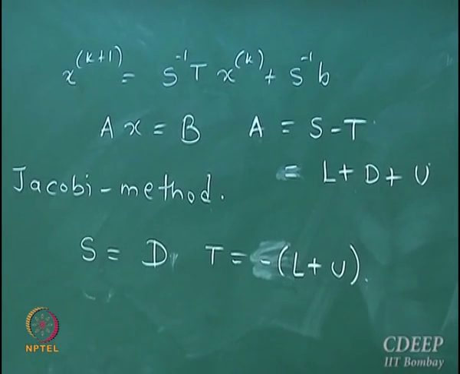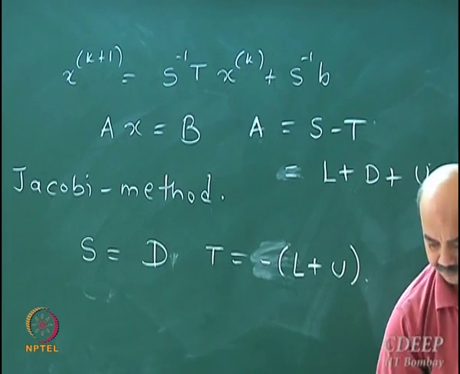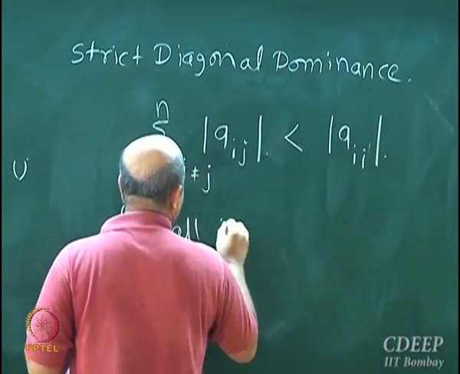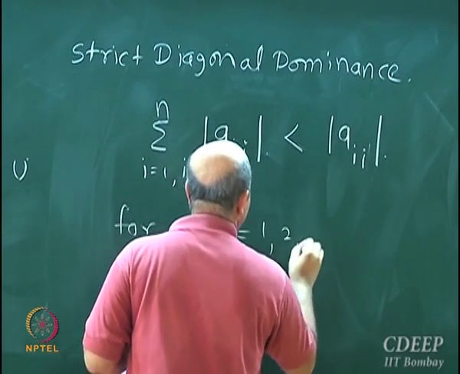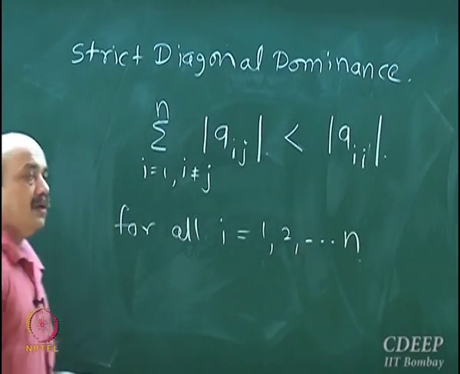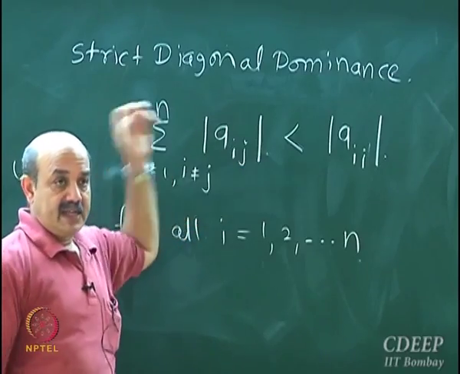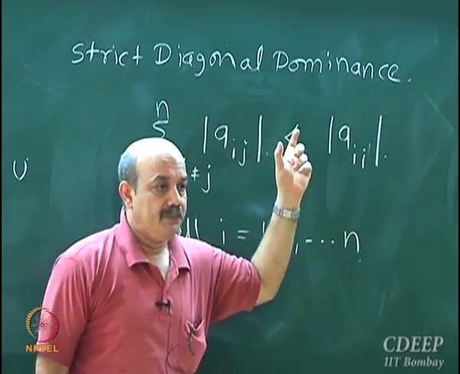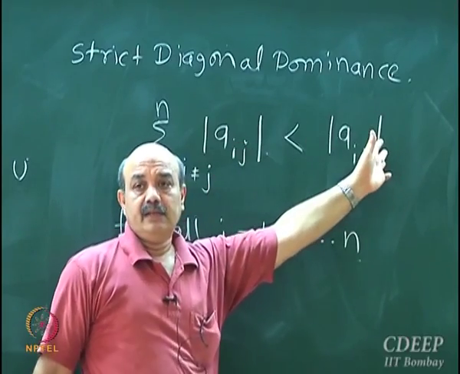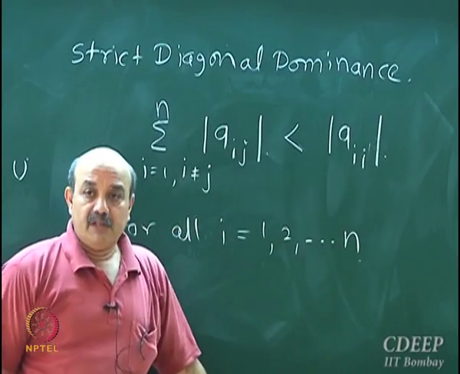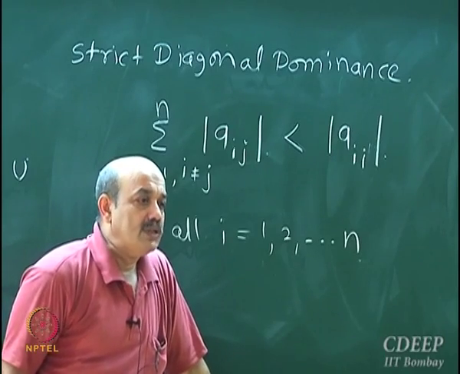And then I defined the concept of strict diagonal dominance. If you take the sum of absolute values of elements of matrix A in a row, except the diagonal element, and if that sum is strictly less than the diagonal element, then the matrix is called a diagonally dominant matrix.